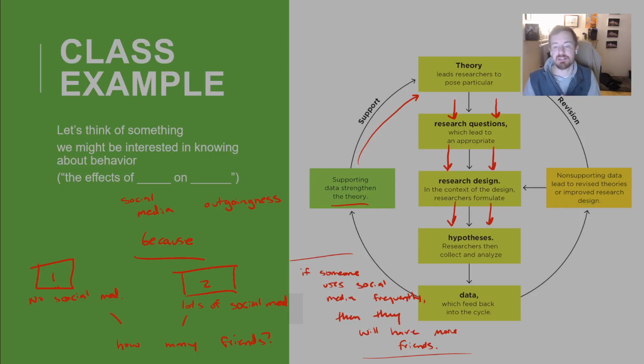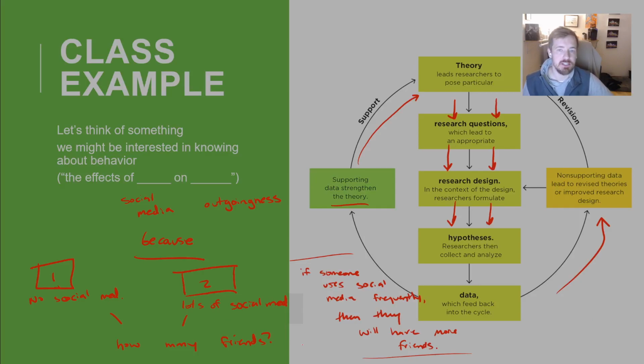But let's say that we did this first one here. If someone uses social media frequently, then they will have more friends. We do that, and it turns out that that's not the case. There is no difference between these two groups, the no social media group and the lots of social media group. If that is the case, then we come back up here, and then we have to make a decision. Do we want to revise our experiment, or do we want to revise our theory?